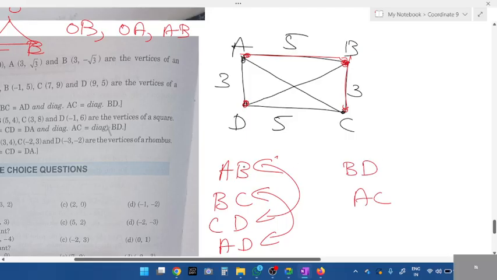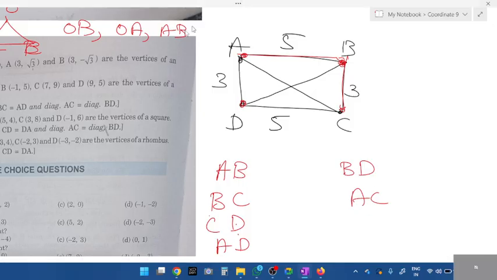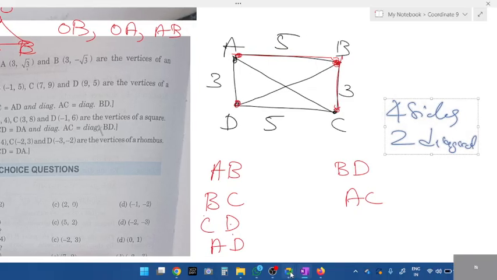So total, how many calculations you have to do? Total, not five. Yeah, even counting you're going wrong. Total, there are six calculations, right? What are the six calculations? Four sides and two diagonals. Now you have to be quick. It's a very lengthy question.